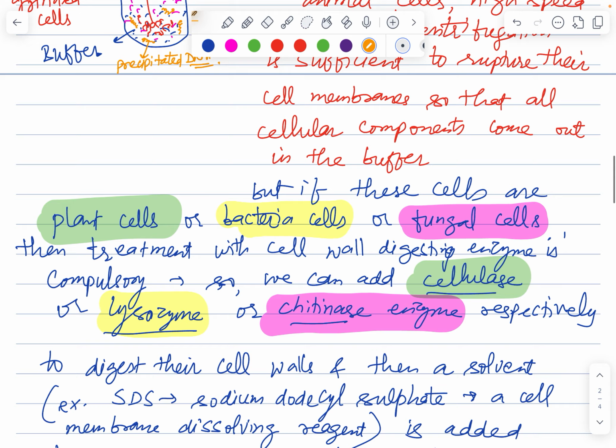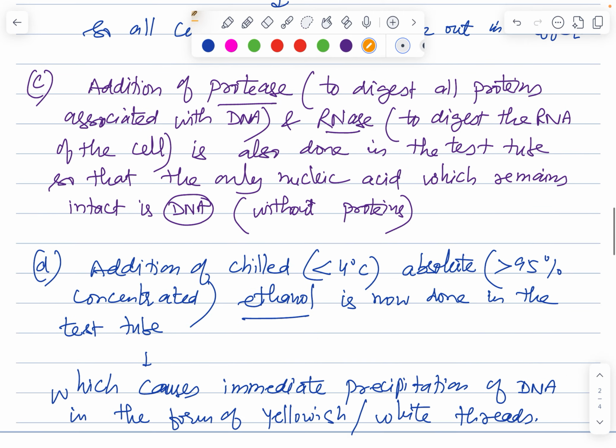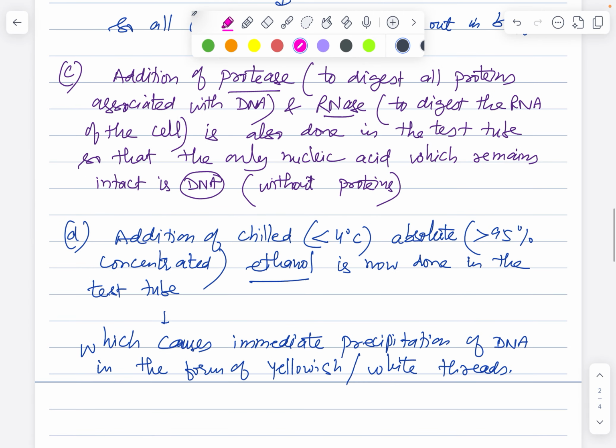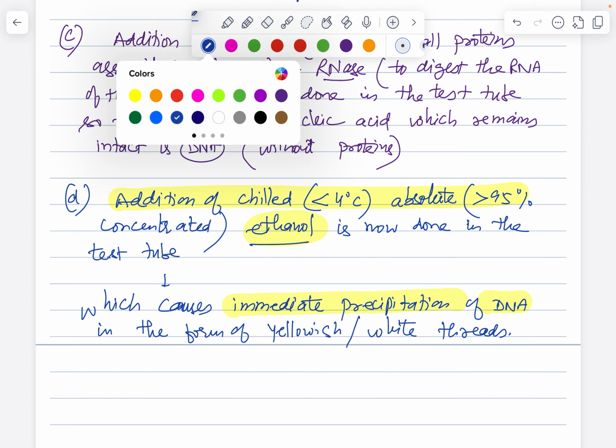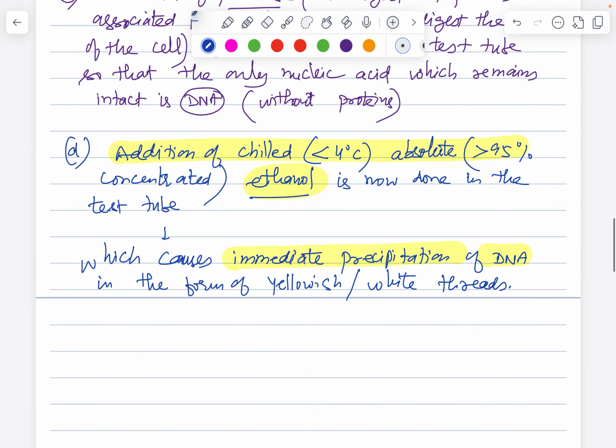So the most important question over here is the one that is most common in the NEET exam. Addition of which reagent is responsible for precipitation of DNA? It's chilled absolute ethanol. Okay, so that's it, guys. This is how DNA is precipitated out or separated out from all other components of the cell.